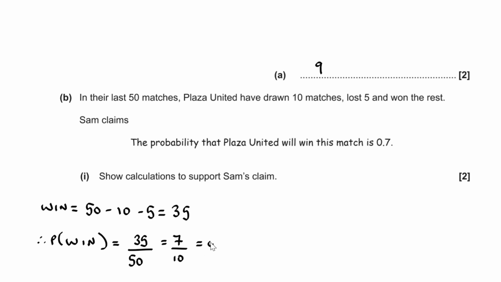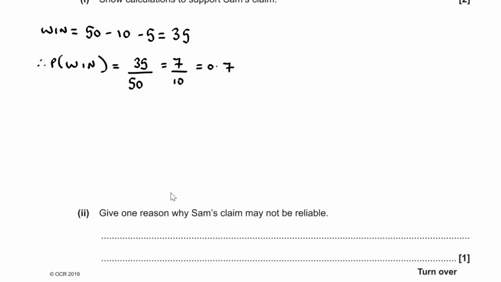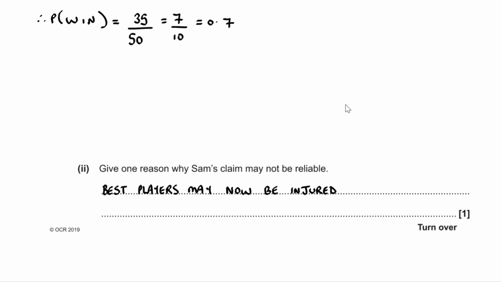which is indeed 0.7. So we've got 0.7 as our probability, and then we have to give one reason why Sam's claim may not be reliable. Well, the best players may now be injured, which is one reason why his claim may not be reliable.